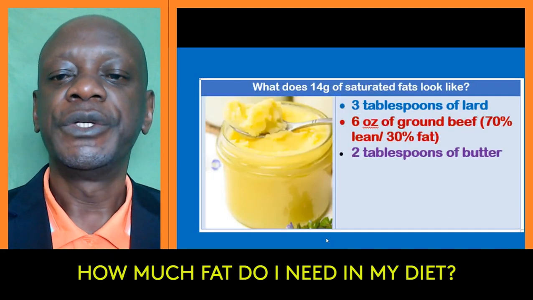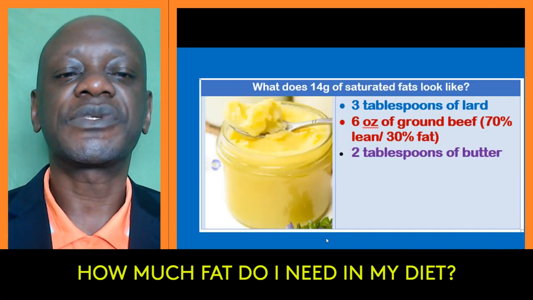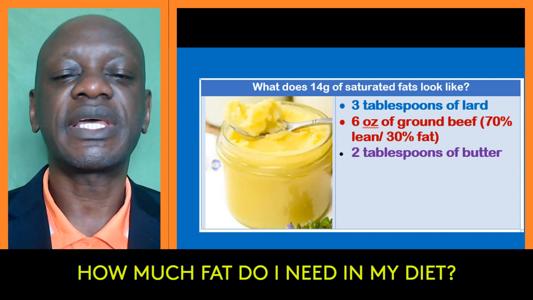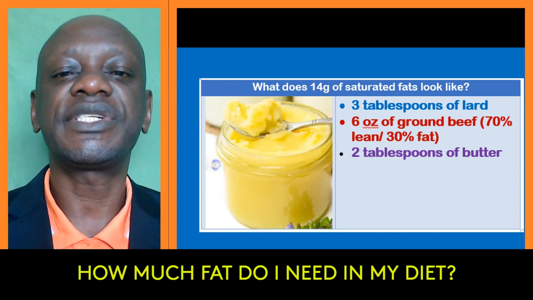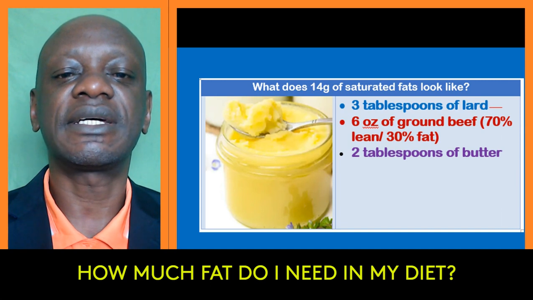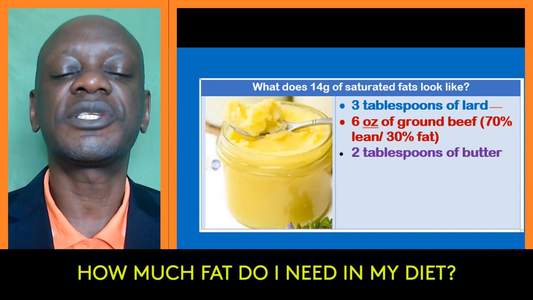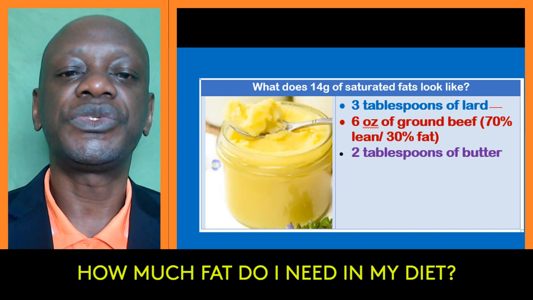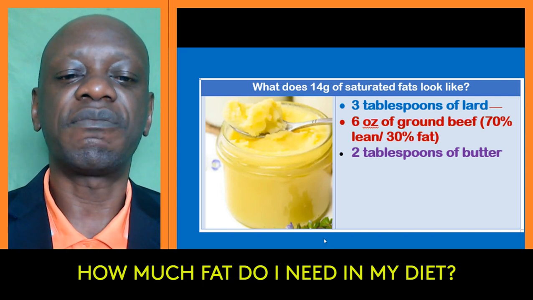So what does 14 grams of saturated fats look like? It's equivalent to about 3 tablespoons of lard or 6 ounces of ground beef which is 70% lean and 30% fat. As I said, 6 ounces is equivalent to 2 decks of cards or 2 computer mouses. 14 grams is also equivalent to tablespoons of butter.